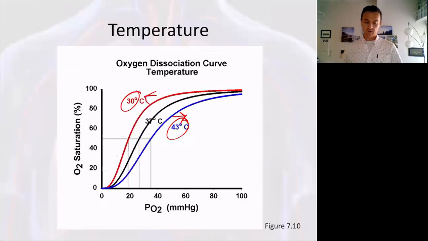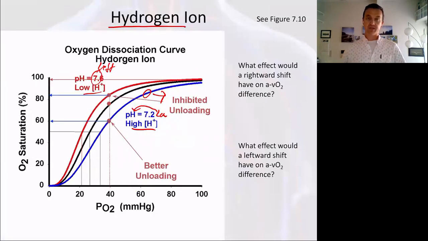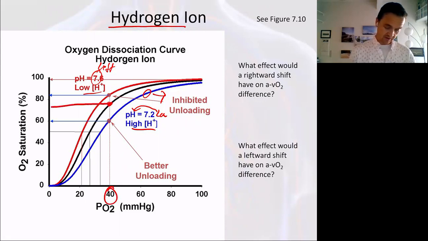Okay, and what does that mean? What does a shift mean? Okay, and the question is there, what effect would a rightward shift have on AVO2 difference? Okay, we're going to get to that one in a second. But first of all, what does a rightward shift mean? Well, let's just figure it out with the graph, and you guys can do this with me. Okay, so we see 40 here. That's our interstitial space partial pressure. We took that up to here before to the black line, went over. That gave us about 75% saturation.